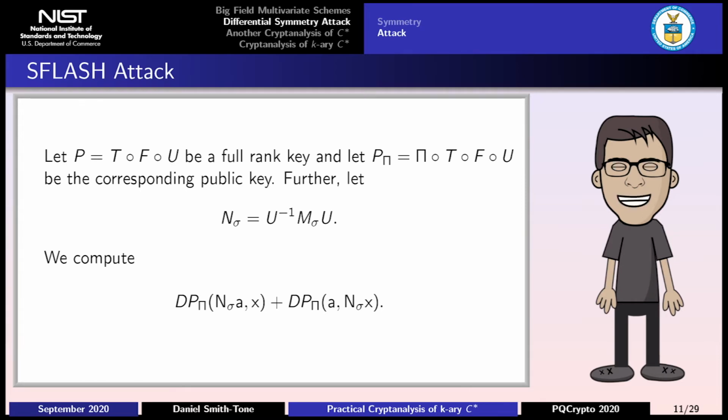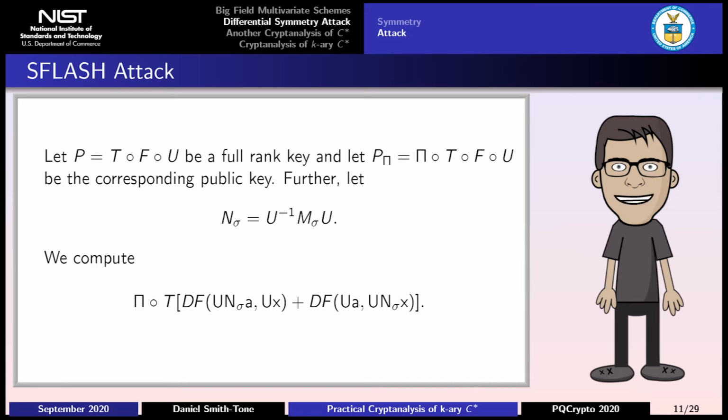Now let's call P a full rank key and P_pi the public key with equations removed by the projection pi. We can define a linear map in sigma as the conjugation by U inverse of the multiplication by sigma map, M_sigma, over some standard basis. We then symmetrically apply this map to the inputs of the public differential.